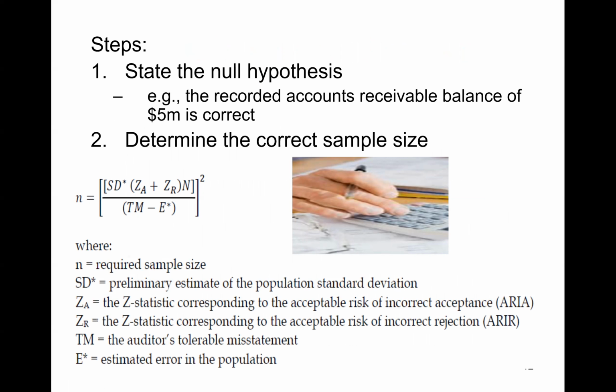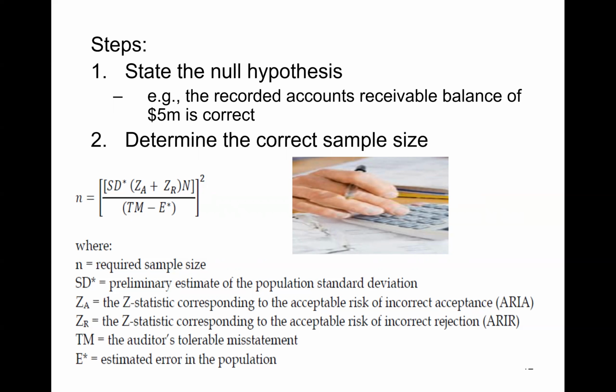Right, so the first thing to do is to state the null hypothesis. And the null hypothesis is always that the client's recorded balance is correct. So for example, if a client has said that accounts receivables are 5 million, then that's our null hypothesis, that recorded receivables are in fact 5 million. That's what we're going to test.